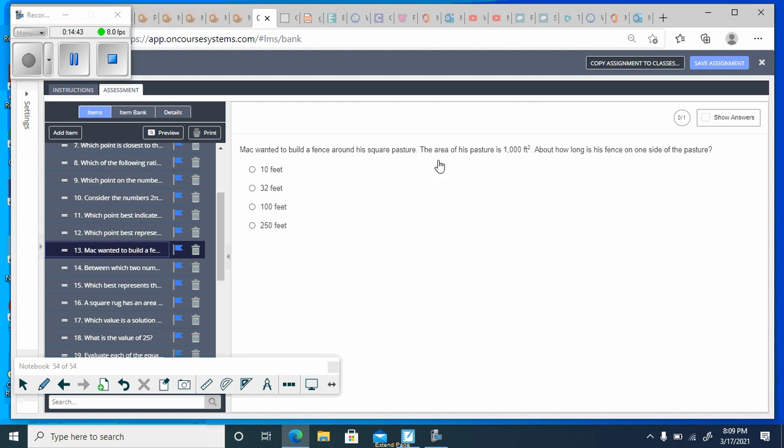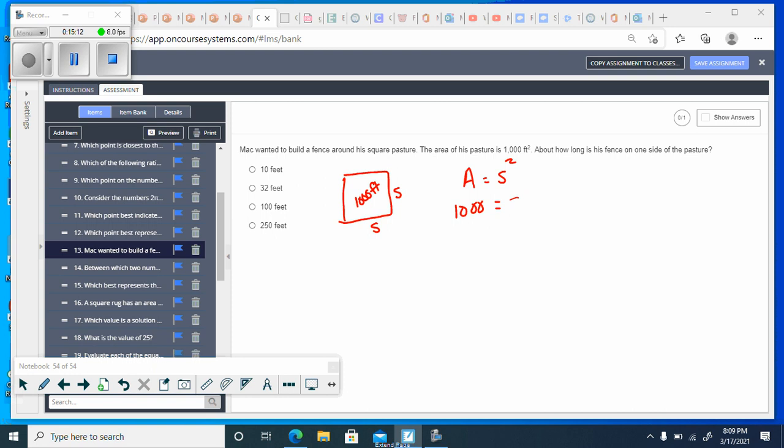Mac wanted to build a fence around his square pasture. So let's draw a square pasture. The area of the pasture is 1,000 square feet. This is a side length, that's a side length. About how long is the fence on one side? Well, we know that the area of a square is equal to side squared. We've got the area, which is 1,000, equal to side squared. The opposite of squaring something is to take the square root. So what's the square root of 1,000?